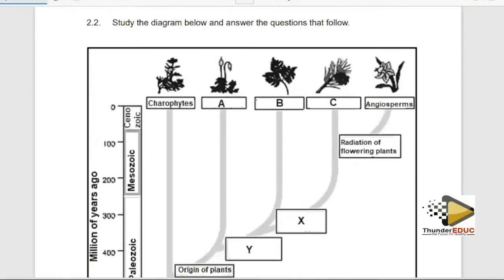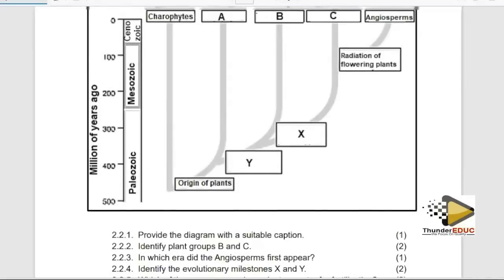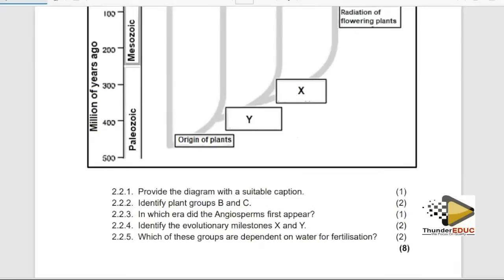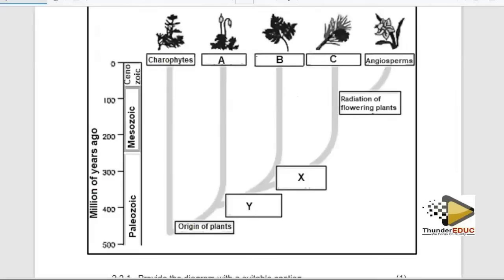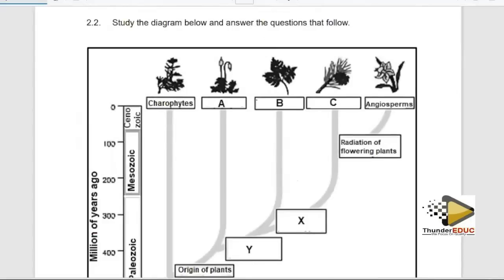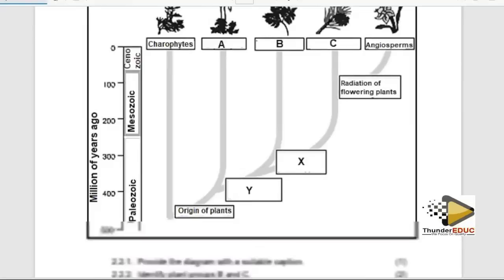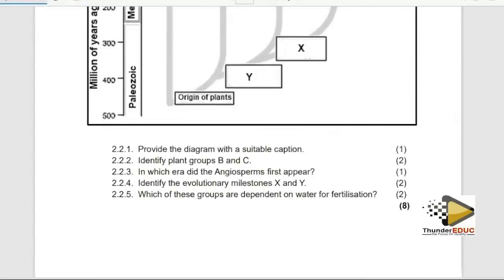Provide the diagram with a suitable caption. How is this? Yes, how do you call this diagram? So basically, this is a phylogenetic tree showing the different groups, or the development, of these terrestrial plants. Identify the groups.